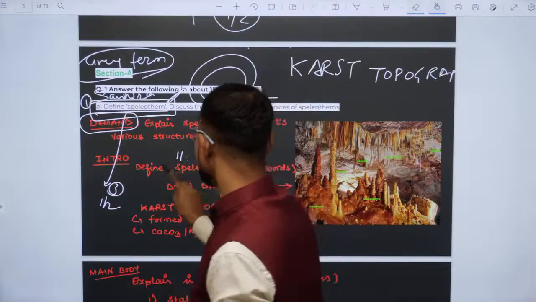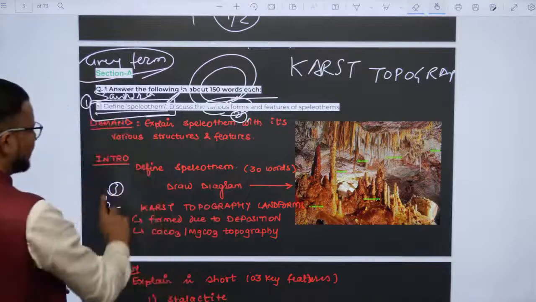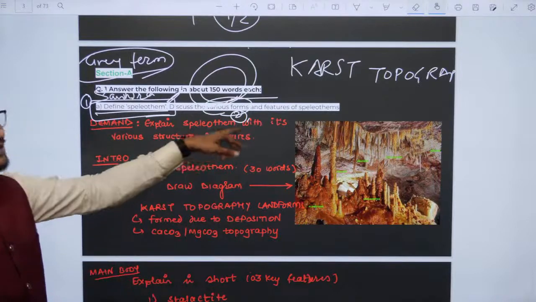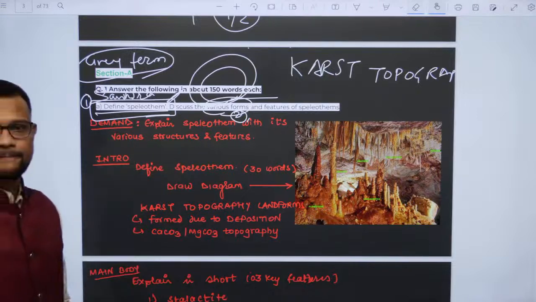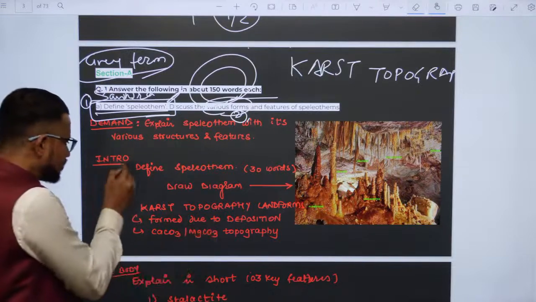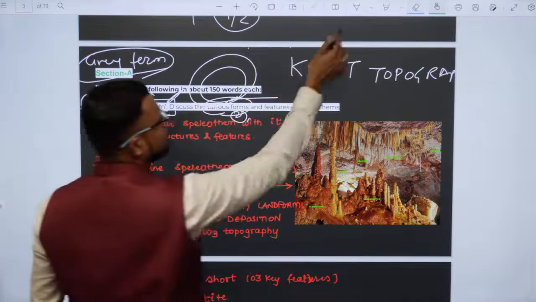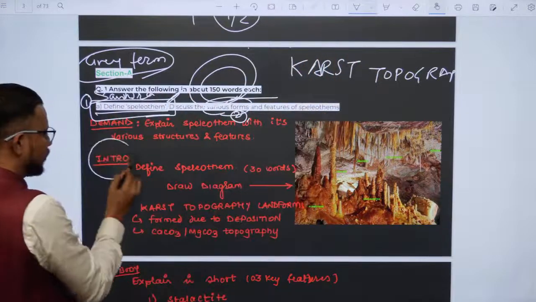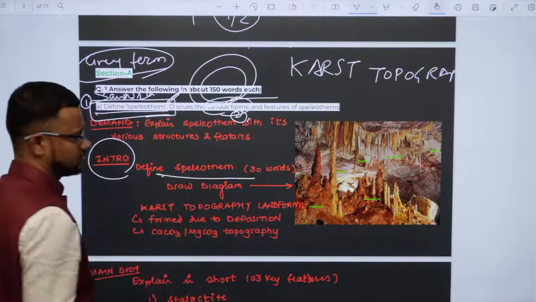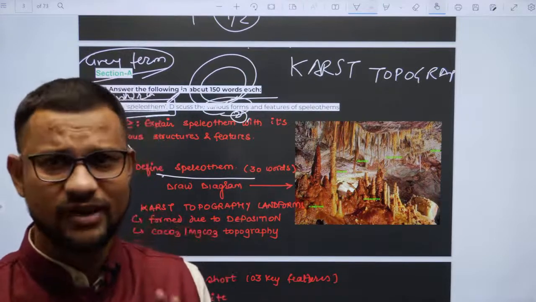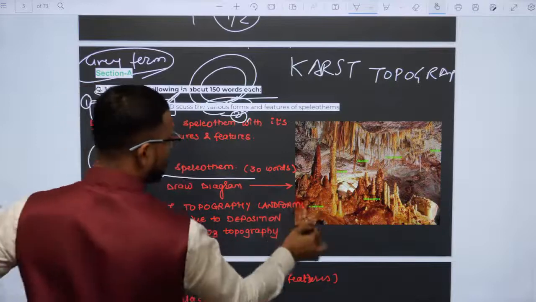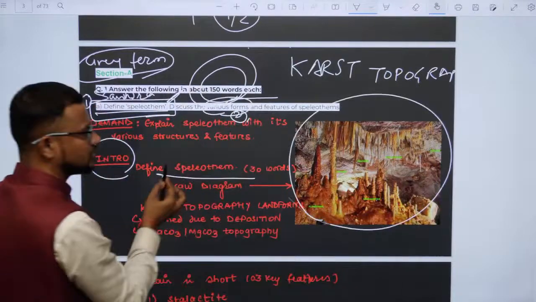Now with this demand, the demand is quite clear. Explain the speleothem with its various structures and features. Introduction, how you are going to introduce: you are just going to introduce with the definition, hardly 30 words, not more than it, right? 30 words even is enough. Over there draw this diagram, right? अब आपको पता हो तो that will be good.